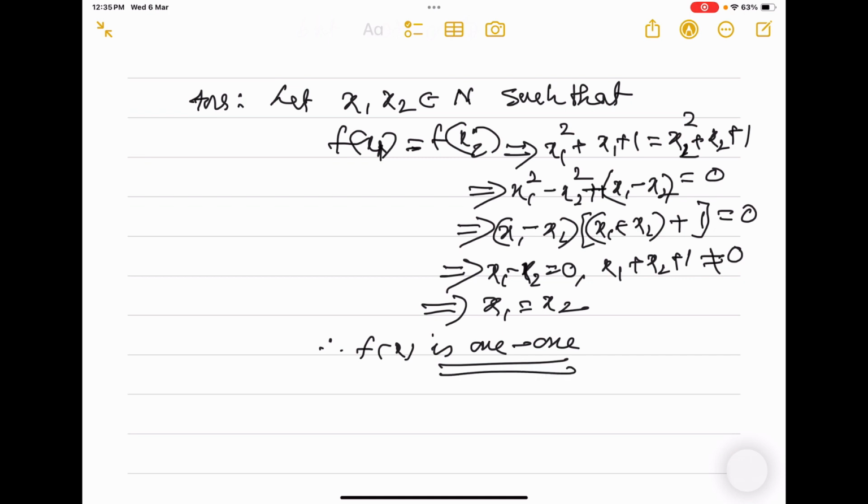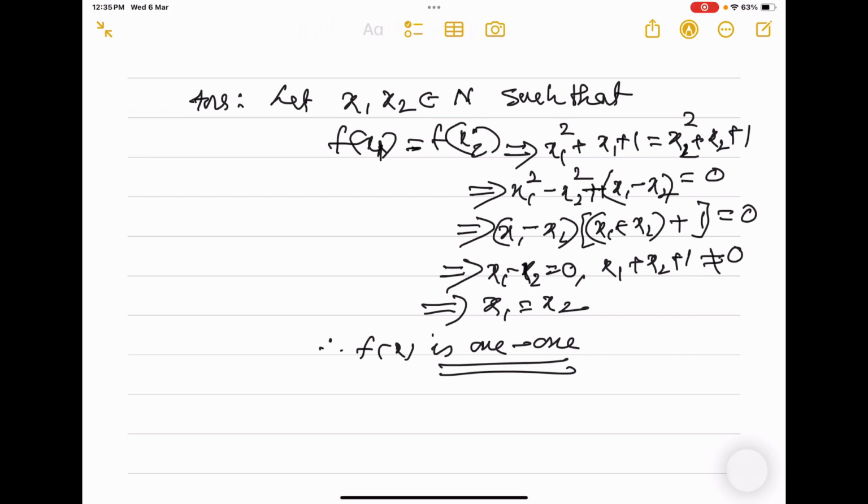This is the step. In all functions, when f of x is given in terms of x, you take x1, x2 belonging to N or Z, whatever set they give, or for any two elements x1, x2. f of x1 equal to f of x2 implies you substitute x1 and x2 instead of x in f of x. Then we can cancel some terms or factorize, and we reach this answer. So f of x is 1-1. If it does not give x1 equal to x2, then we write it is not 1-1.